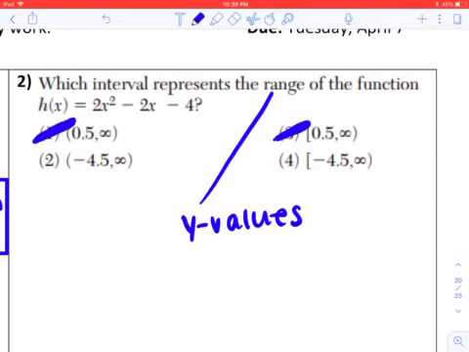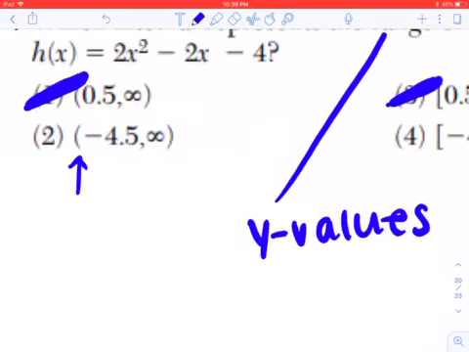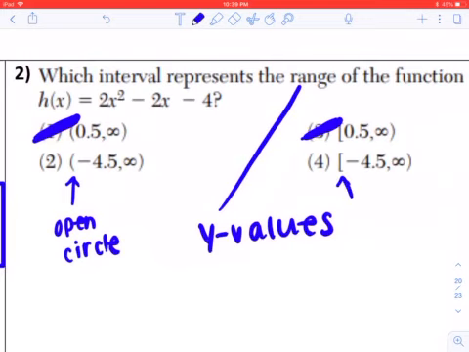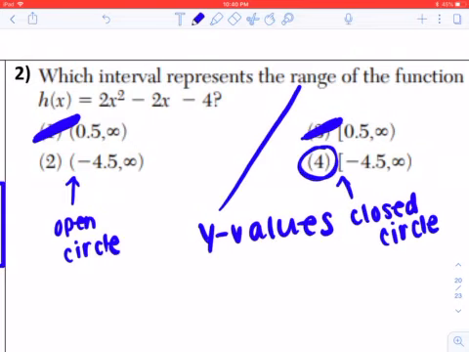2 has a parenthesis at -4.5, which means there's an open circle at that point. And the bracket means there's a closed circle at that point. And when we were looking at the graph, there was not an open circle there. So that means that it should be a closed circle, which is option 4.